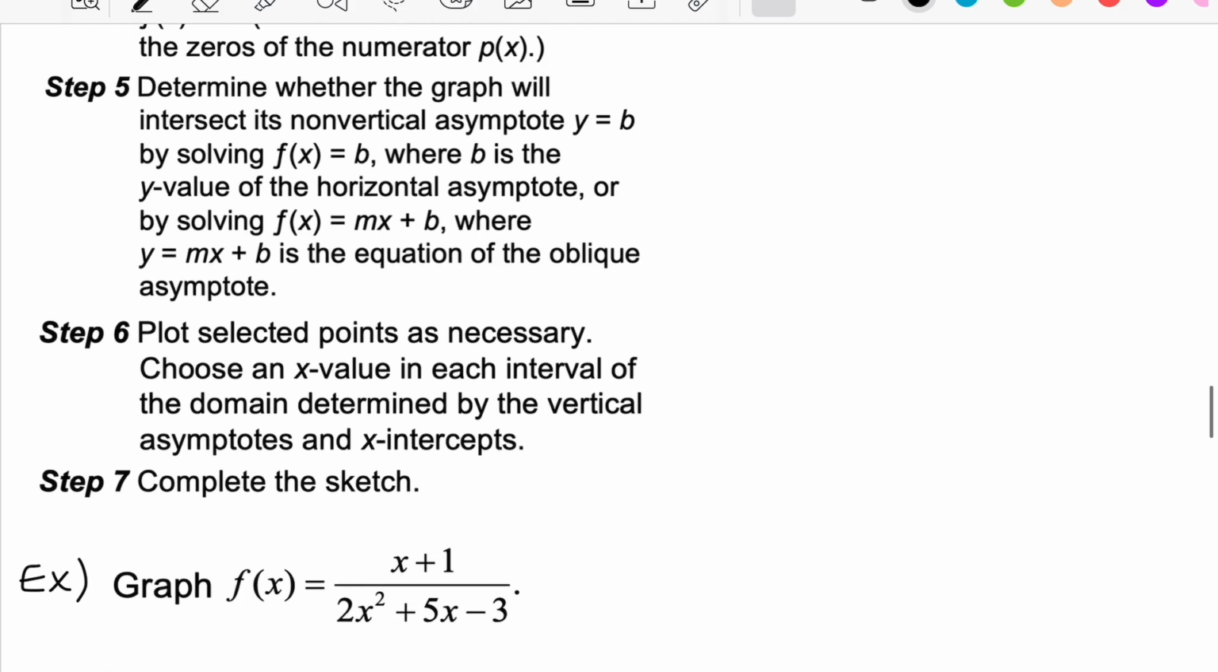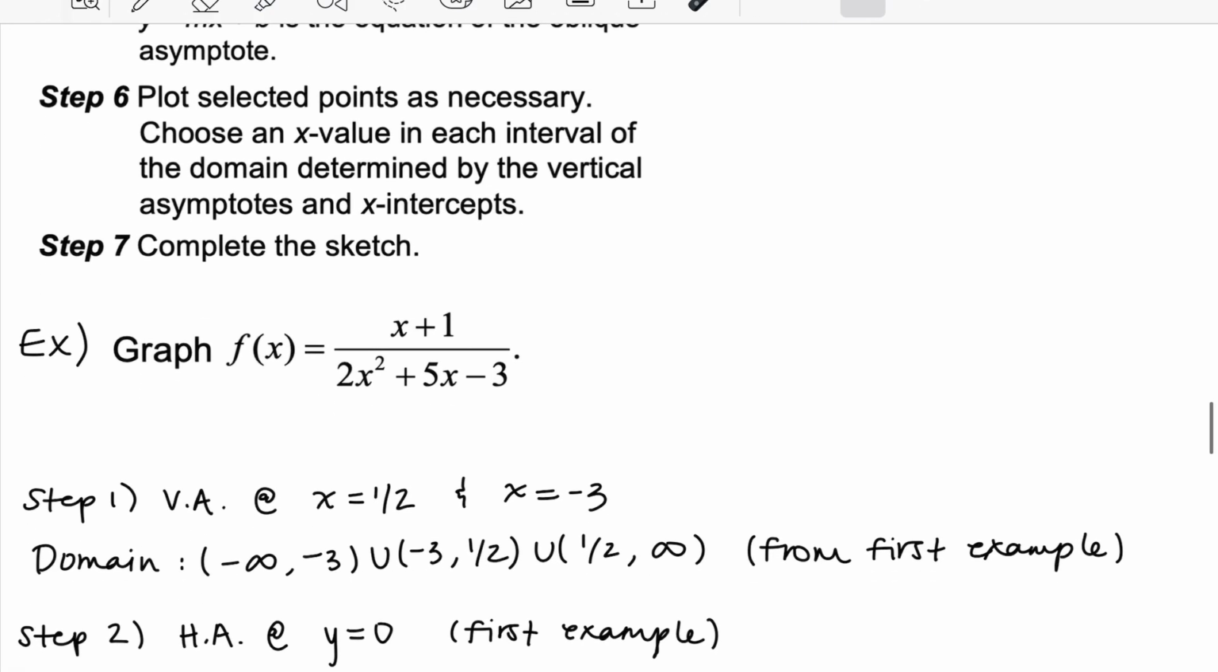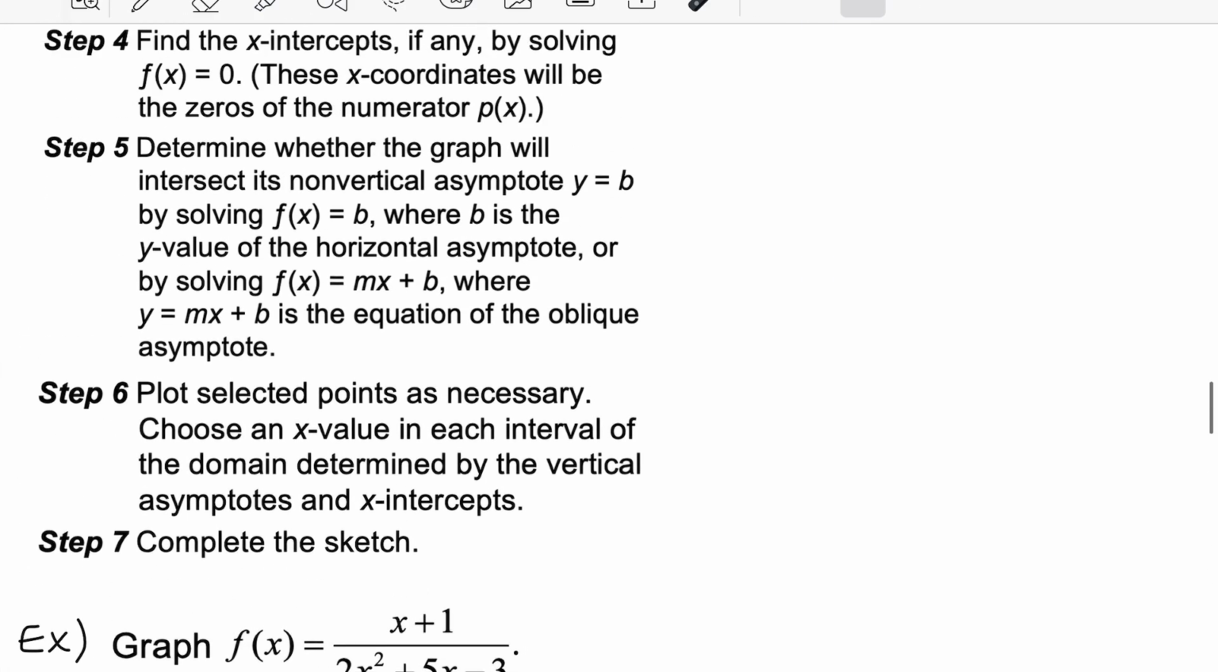Now for step 5, like I said, we want to figure out whether the graph will intersect its non-vertical asymptote. And we know that our non-vertical asymptote is y is equal to 0 here. So we're going to set f of x equal to 0 and solve and figure out if there are any x values that make our function equal to 0.